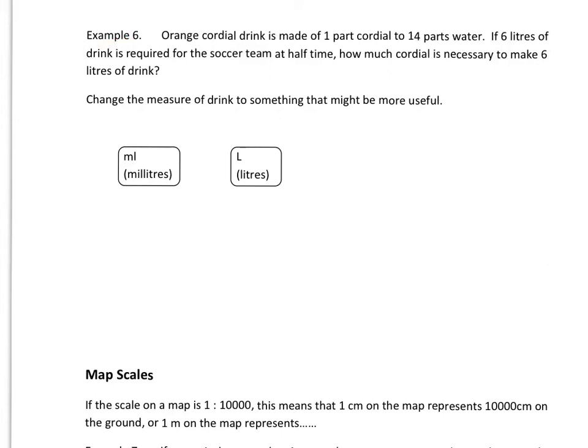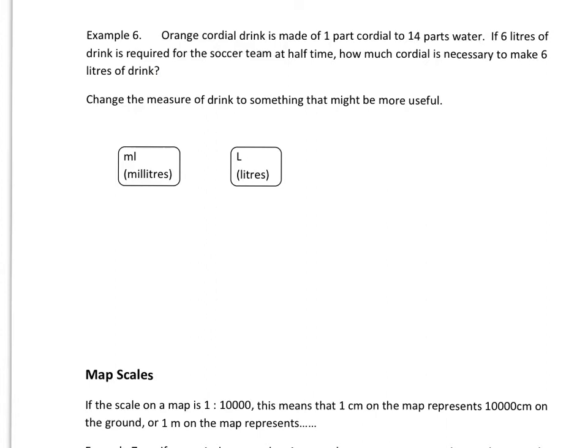In this example, orange cordial drink is made of 1 part cordial to 14 parts water. 6 litres of drink is required for the soccer team at half time. How much cordial is necessary to make 6 litres of drink?